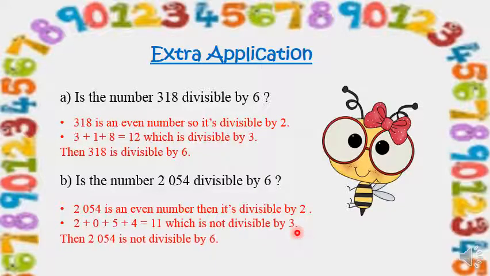So, 2054 is not divisible by 6. Why? Because it's not divisible by 3. It should be divisible by 2 and by 3 at the same time.